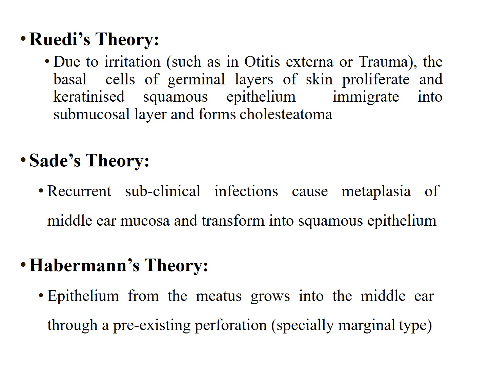And Habermann's theory is that the epithelium from the meatus or the outer drum surface grows into the middle ear through a pre-existing perforation. In retraction pocket theory, there is not an already present perforation, but the pocket invaginates so much so that the neck closes and it becomes a mass behind the eardrum. But in epithelial invasion theory, there is a pre-existing perforation, and the epithelium migrates from either the external auditory meatus or the outer surface of the eardrum into the middle ear, and thus it may lead to formation of the cholesteatoma.